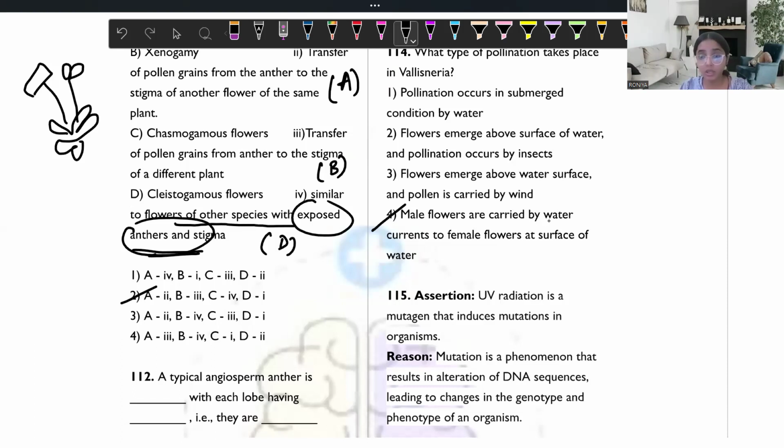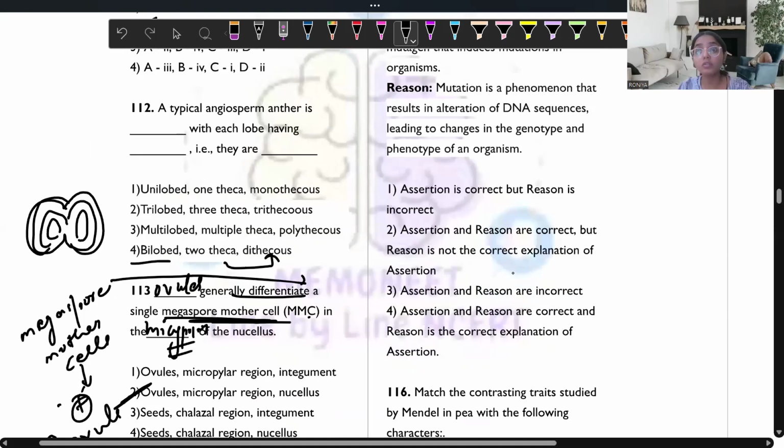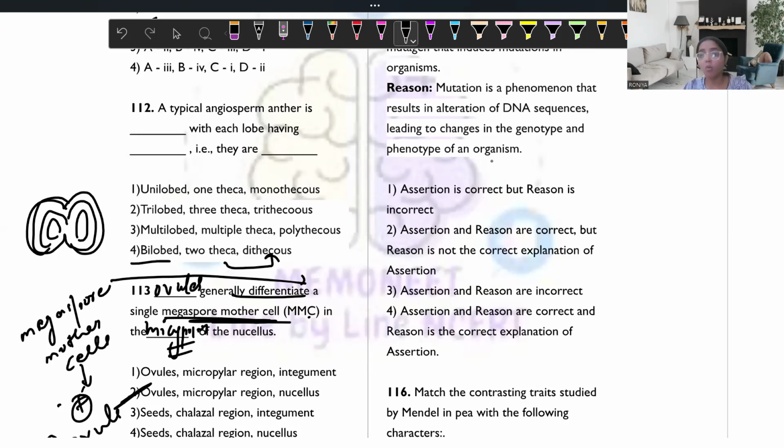Now, why is the pollination occurring on the surface of the water? Because the stalk of the Vallisneria is very long. So what happens is flowers are coming on the surface of the water. Understood?